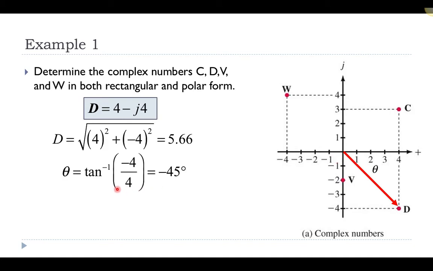Now, just like with vectors, you do have to be careful when you're using the inverse tangent of the components. So this is inverse tangent of the opposite side, right? This is the imaginary part, which is negative 4, over the real part, which is 4. I get negative 45 degrees. That makes sense because it's below the real axis, and if you remember in phasor notation, that would be a negative angle. So I could write that as 5.66 as the actual length, and then an angle of negative 45.